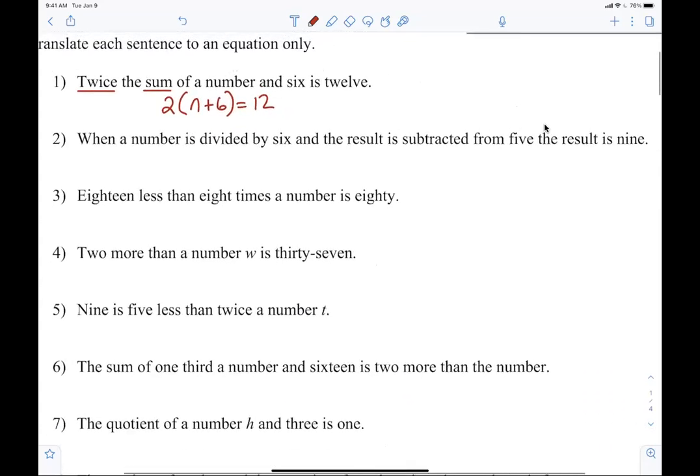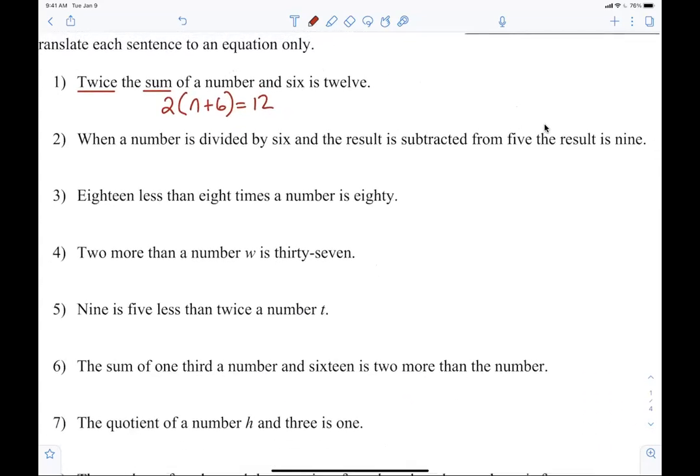When a number is divided by 6 and the result is subtracted from 5, the result is 9. So what am I doing here? So it's 5 at the top of the fraction and then 6 at the bottom. Wait a minute. Read this piece. Oh, yeah, sorry, I meant to say the number. So when n is at the top, right? And then 6 is at the bottom. Good.